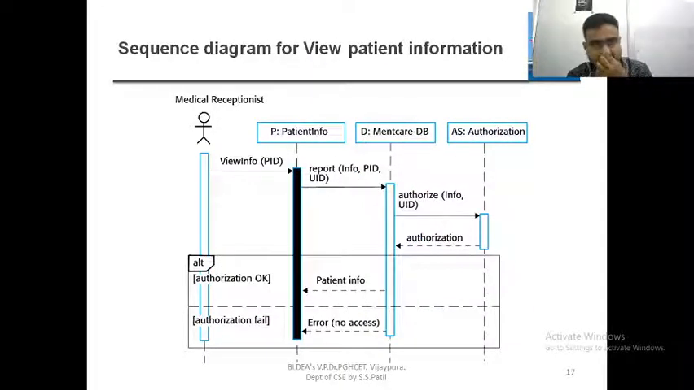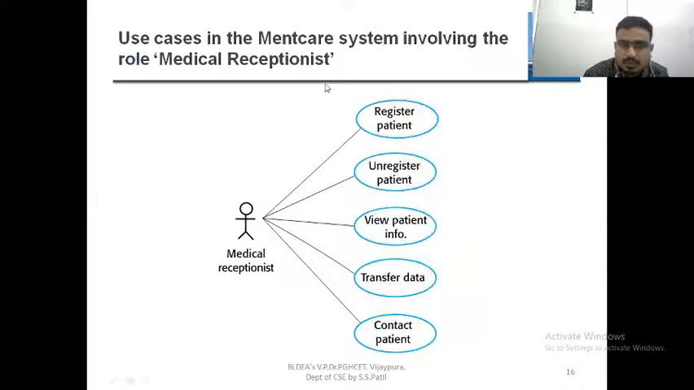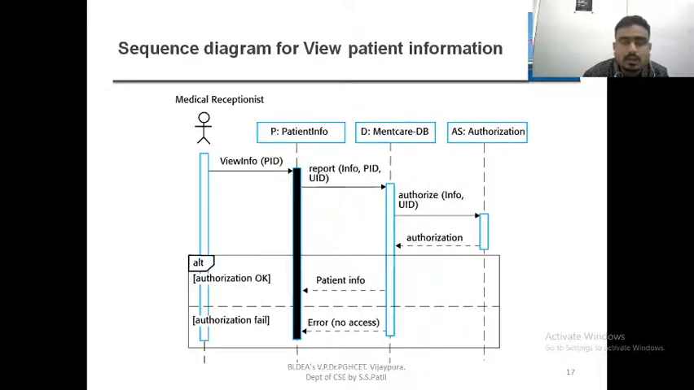Yes, sir. Now you have to explain. Vivek. Yes, sir. Okay, it's very simple and very easy. Just observe this diagram, how it is going to work. Which diagram? Use case diagram. Sequence diagram.